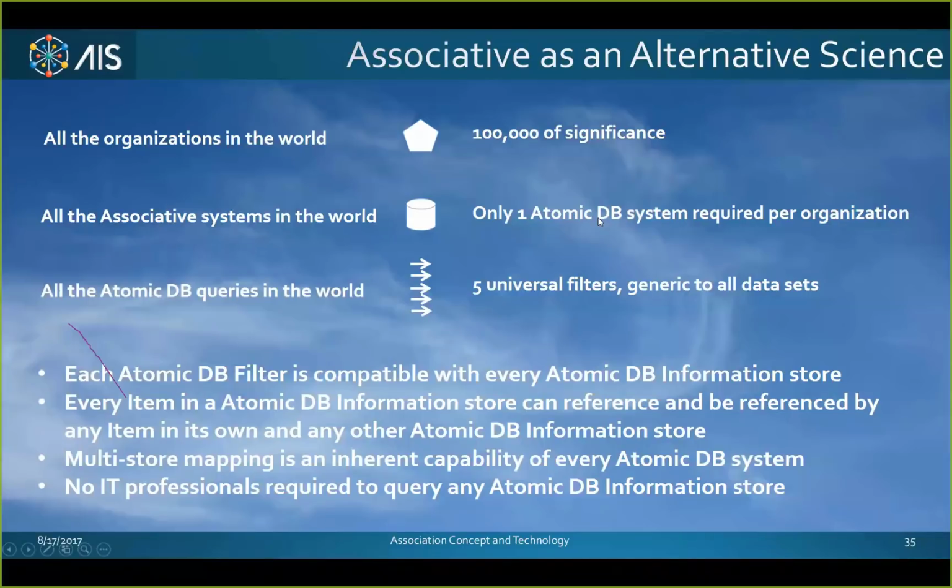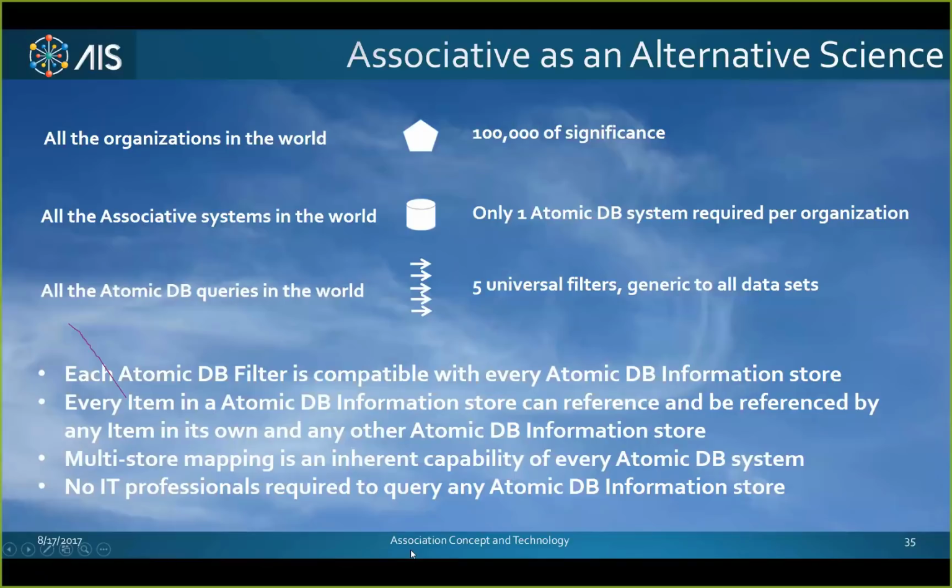Each atomic DB filter is compatible with every other information store by definition. Every item in an atomic DB information store can reference and be referenced by an item in its own and other atomic DBs. So I can basically create 5 atomic DBs and have them interact as a single unit, or I can create 1 million of them and have them act as a single unit. Consider it the ultimate peer-to-peer network. That is what we're building. It already exists. It simply is a matter of exercising it.